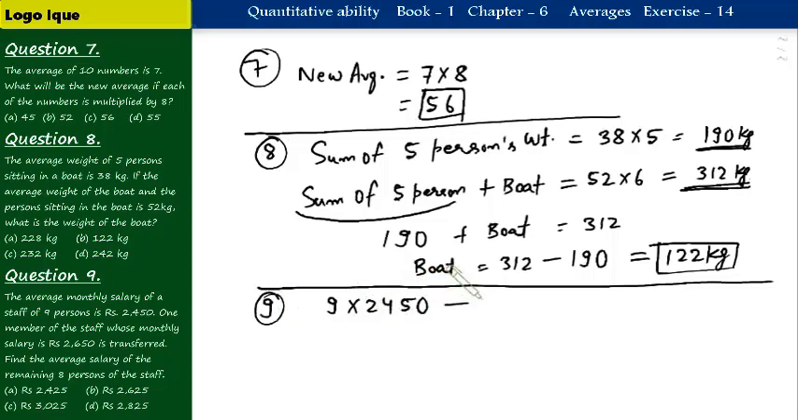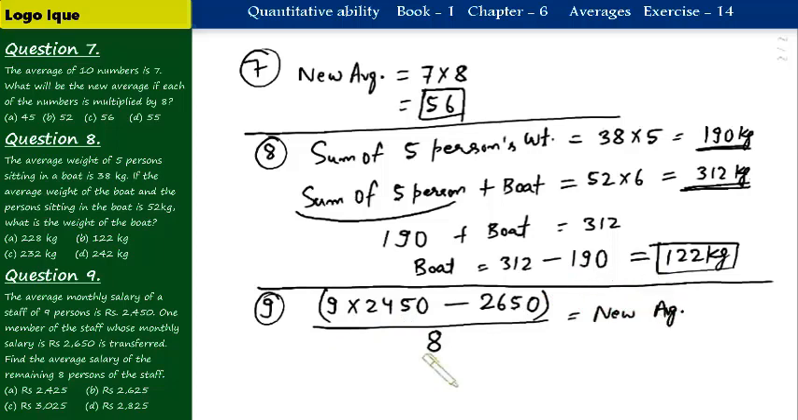Now out of this, one person is going away. So his salary 2650 will be subtracted. So this is the new sum. This 9 into 2450 minus 2650 is the new sum. And this is the total sum of remaining 8 people. So divided by 8 to get the new average. This is the new average.